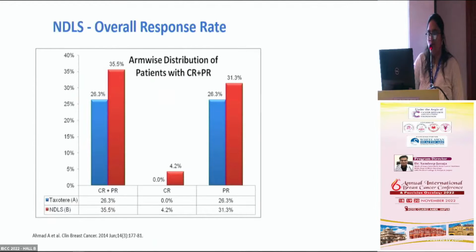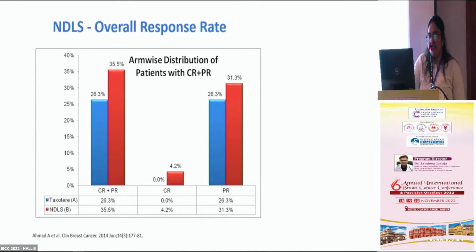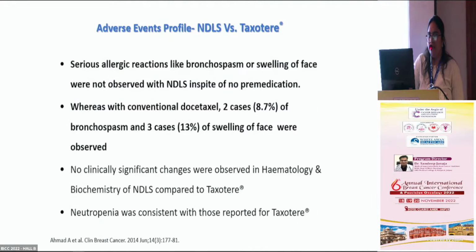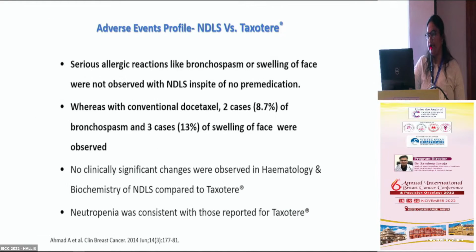We can see the overall response rates of CR and PR were slightly higher with nanosomal docetaxel, from 26% to 35%, with higher CRs and higher PRs. And adverse events with nanosomal docetaxel were less. Severe allergic reactions like bronchospasm or swelling of face were not observed with nanosomal docetaxel, whereas with conventional docetaxel, 2 cases of bronchospasm and 3 cases of swelling of face were observed. No clinically significant changes were observed in hematology and biochemistry with nanosomal docetaxel compared to conventional, and neutropenia was consistent with that reported with conventional.